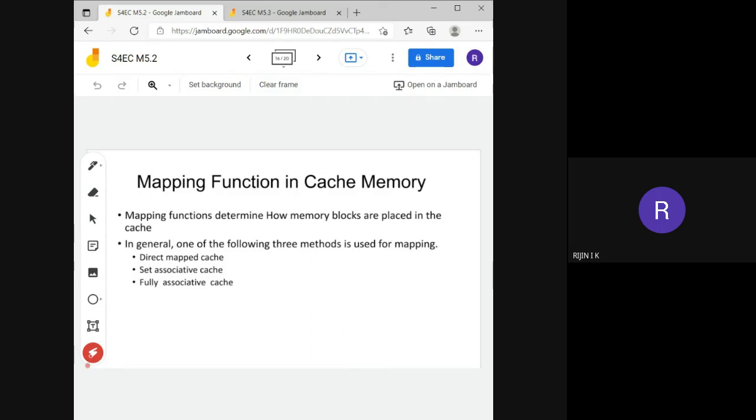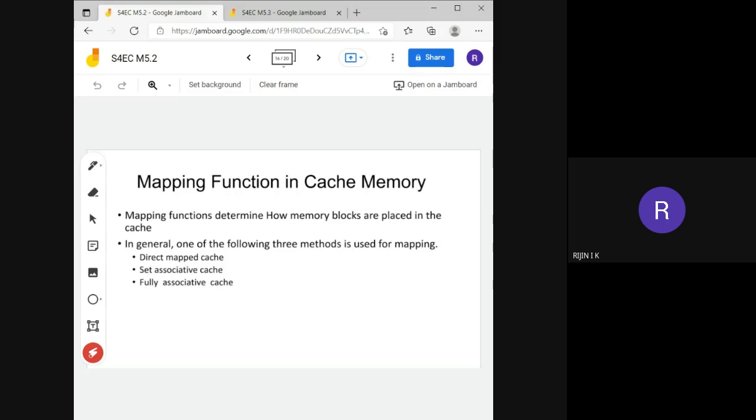Our today's topic is mapping function in cache memory. That is cache memory mapping. Cache memory mapping means how the main memory data will get mapped on the cache memory. And actually, it is not moving. It is a copy. That means the data will remain in the main memory, and also a replica will get dumped into the cache memory. So that is what it is doing.